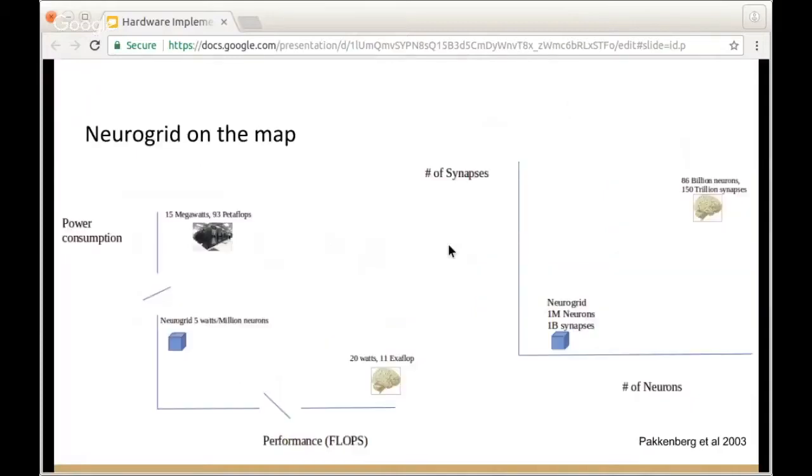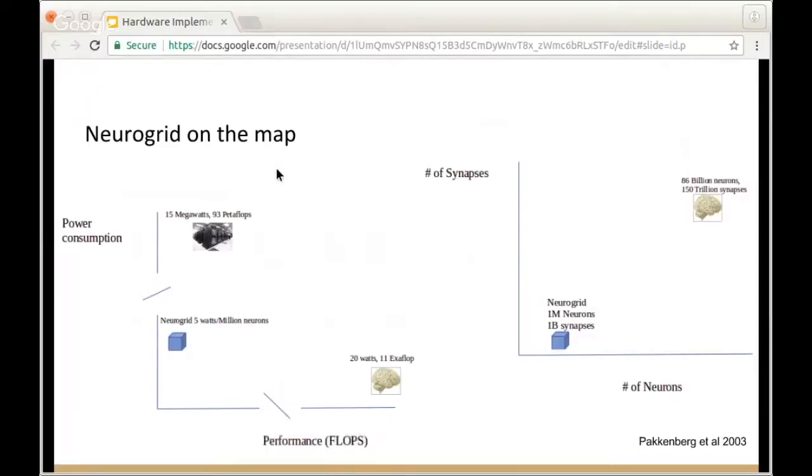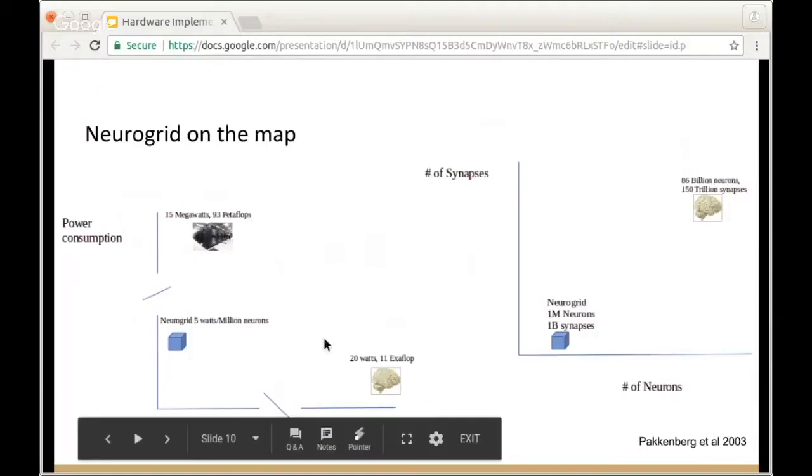So this is a graphical representation of the NeuroGrid. Although it's not complete, it gives us an idea of where this neuromorphic system plays. Upon our previous discussion about the power consumption, if we have this supercomputer here and also the brain here, NeuroGrid lands somewhere around here.